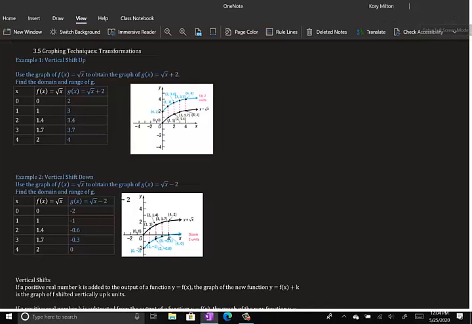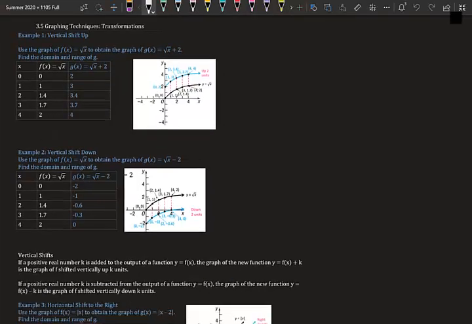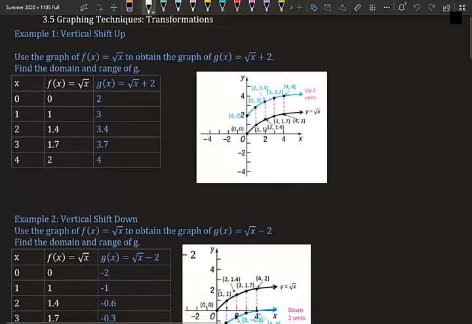3.5 graphing techniques, transformations. So transformations, it's just like in 3.4, the library of functions. They are super useful, but you don't need to use them. But knowing them, of course, is going to cut time significantly when you get later on in calculus and stuff like that. But is it mandatory? No. Useful, helpful? Absolutely.